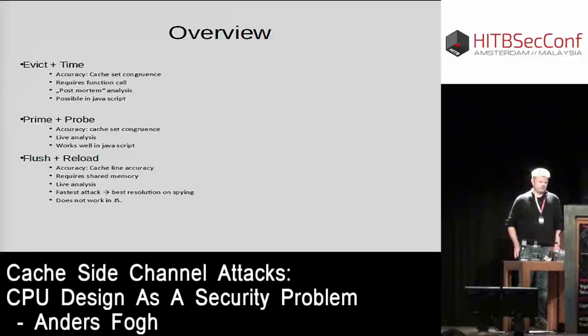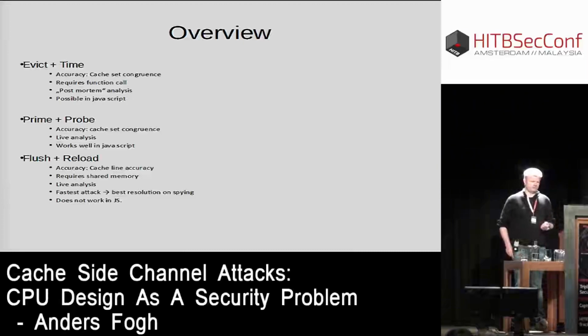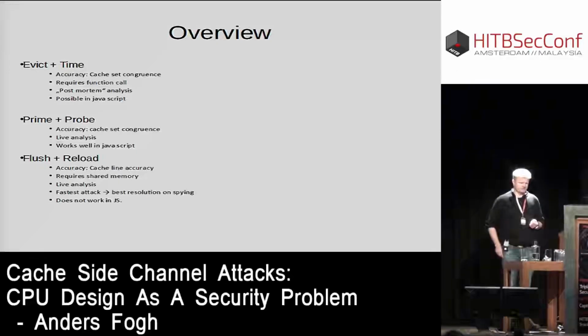Prime and probe, again, accuracy is cache set congruence. We do live analysis this time. We get the entire password. And the scary thing about this is it works well in JavaScript. Why is this important? Well, this is important because browsers use JavaScript, and this means that cache side channel attacks become a remote exploit.